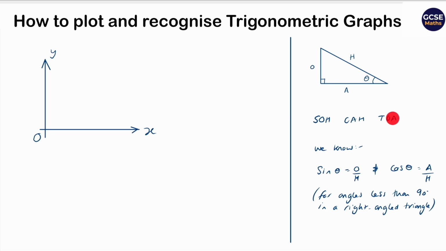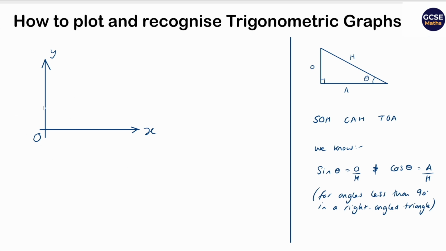Now we're not going to look at the tan straight away, so we're going to deal with the sine and cosine. So we've got the sine of theta is equal to the opposite over the hypotenuse, and the cos of theta is equal to the adjacent over the hypotenuse. And obviously this is correct for angles less than 90 degrees in a right angle triangle. Okay, let's have a look at taking this a step further.